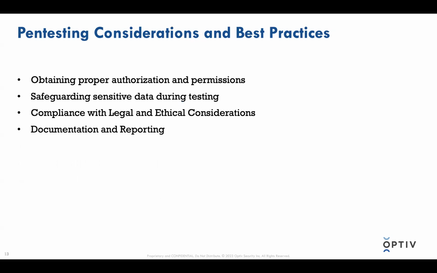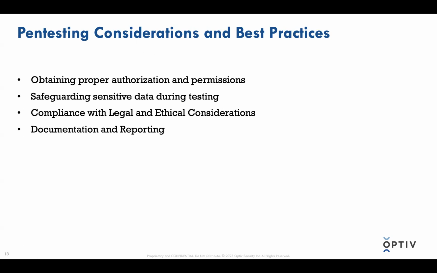In this slide, I would like to discuss the crucial aspects of pentesting considerations and best practices in the context of AWS. When conducting penetration testing on AWS infrastructure, it is important to adhere to certain guidelines and standards to ensure a successful and secure pentesting process. I will address two key areas: obtaining proper authorization and permissions, as well as safeguarding sensitive data during testing. First and foremost, obtaining proper authorization and permissions is essential when conducting pentesting on AWS.